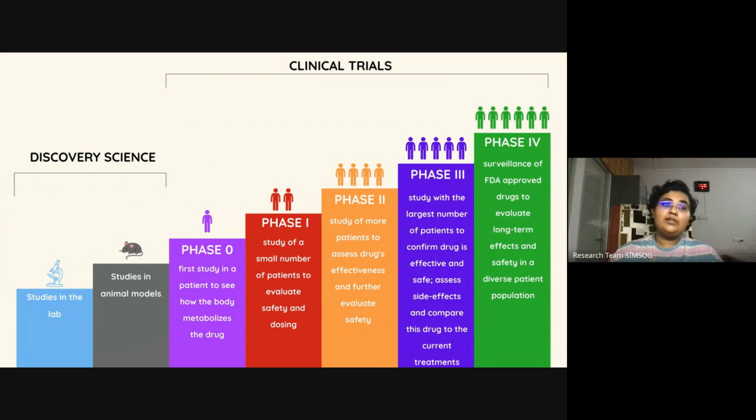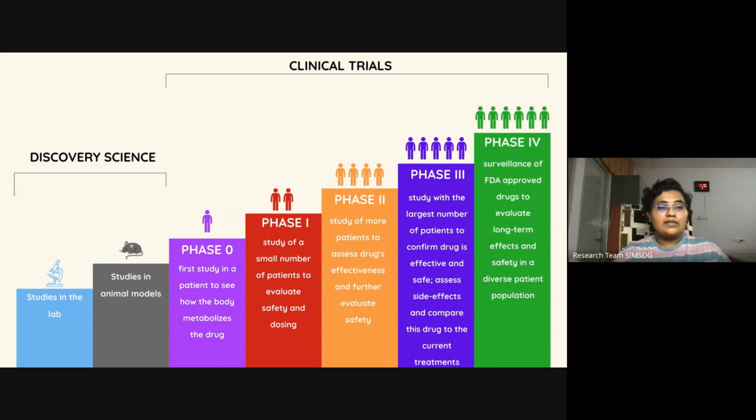Right? There are a few clinical phases and a few preclinical phases. So we will look at them in a little bit of detail. First, in the preclinical phases or in the discovery phase, there are two stages. First, there are studies in the lab where we look at the chemistry and the biochemical properties of that product, of that compound, without testing it on any humans or any animals.